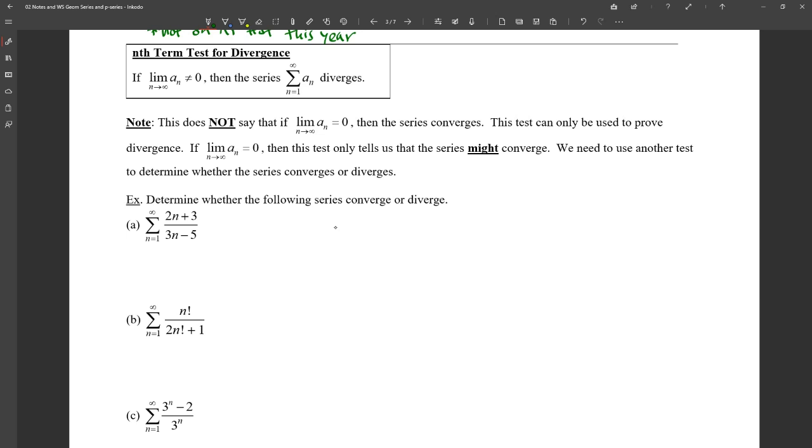What the nth term test for divergence says is I take the limit as n goes to infinity of 2n plus 3 over 3n minus 5. So really what I'm doing is taking the sequence and finding the limit of this sequence, seeing what it converges to, or if it diverges. And if when I take the limit I get something that is not equal to 0... so let me take the limit of this. This is the same thing as the limit as x goes to infinity of 2x plus 3 over 3x minus 5.